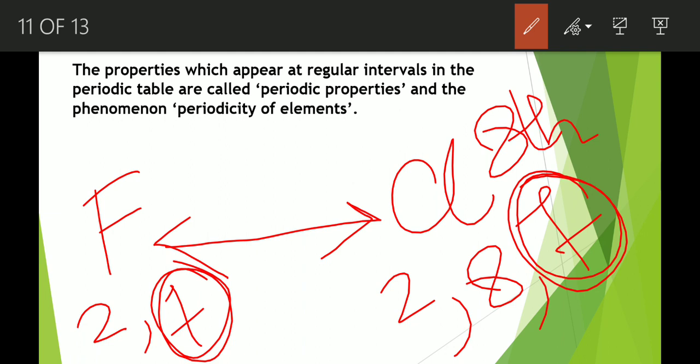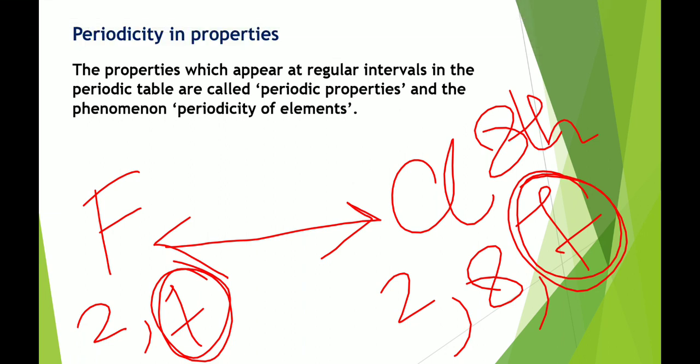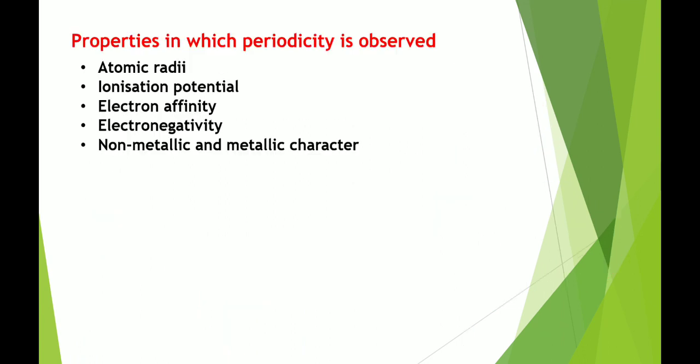This is known as the periodicity in properties. Now, there are certain properties in which periodicity can be observed. First is atomic radii. Atomic radius, in plural we say radii. Then ionization potential, electron affinity, electronegativity, and non-metallic and metallic character.